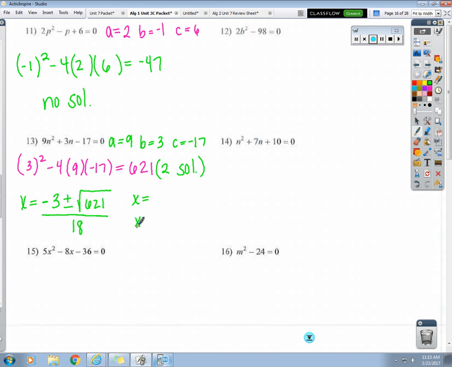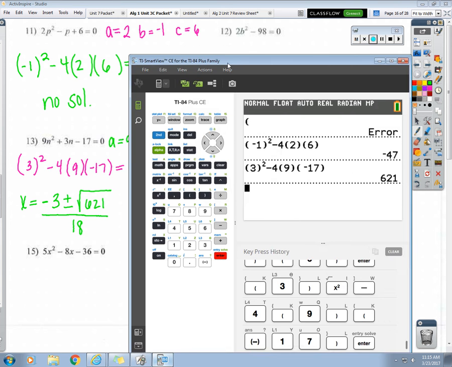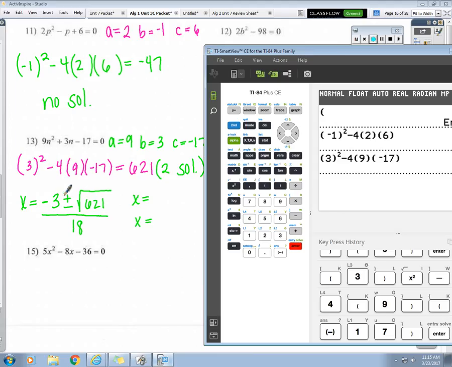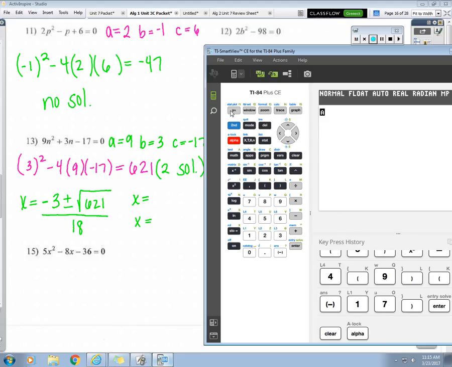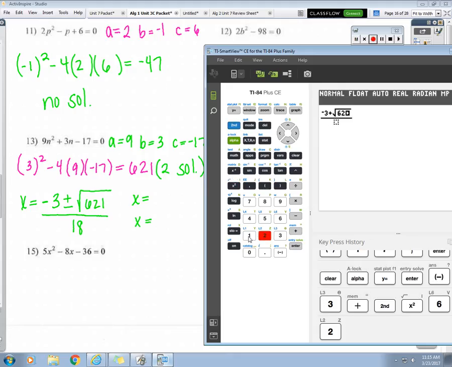Now to find the actual solutions, you're going to type in negative 3 plus the square root of 621 over 18, and then negative 3 minus the square root of 621 over 18. That's obviously a fraction, so alpha y equals n over d will set up a fraction for you. Negative 3 plus the square root of 621 over 18.